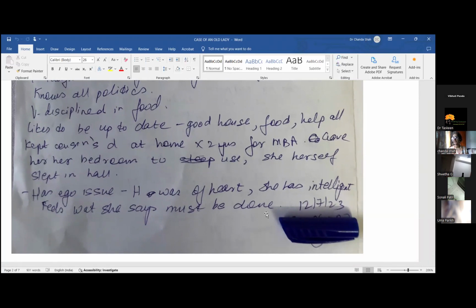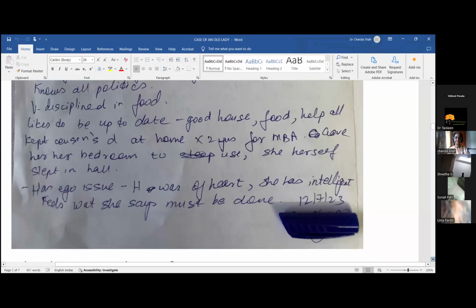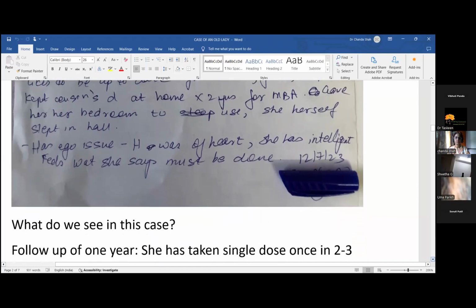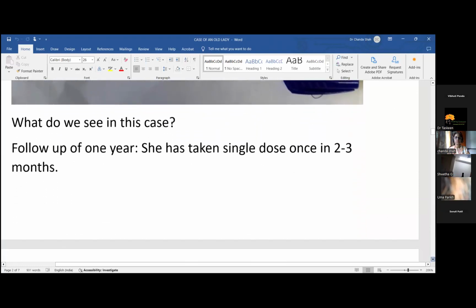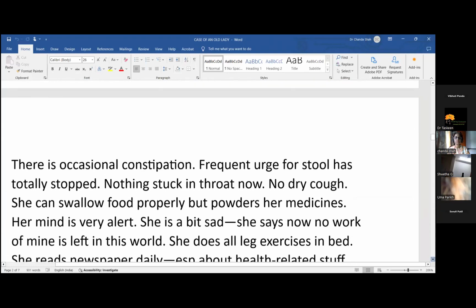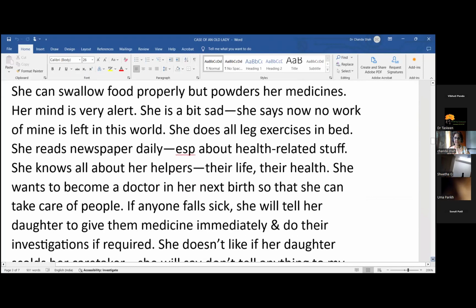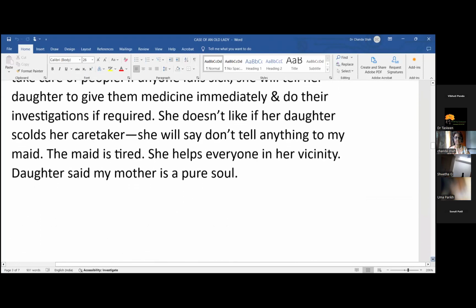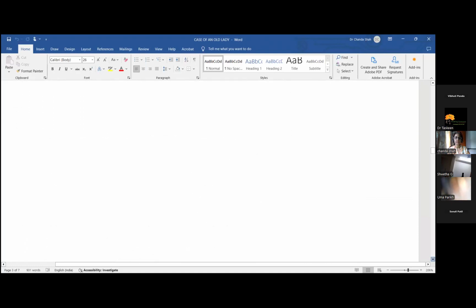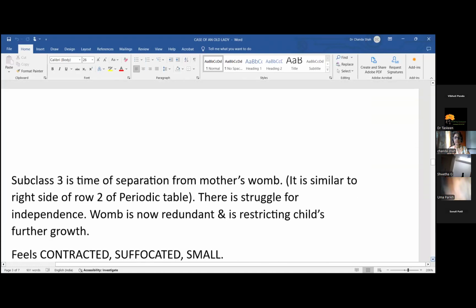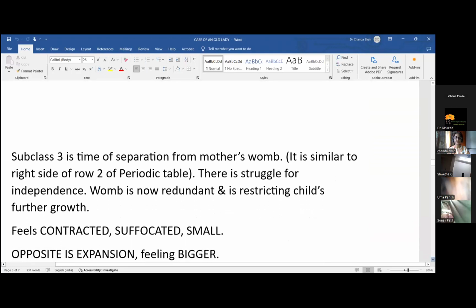Okay, so this is subclass 4, and the lower stages. So exactly 1 year has passed now, and she's doing much better. I just spoke to the daughter, and she said she's doing much better. So let us see what this is.